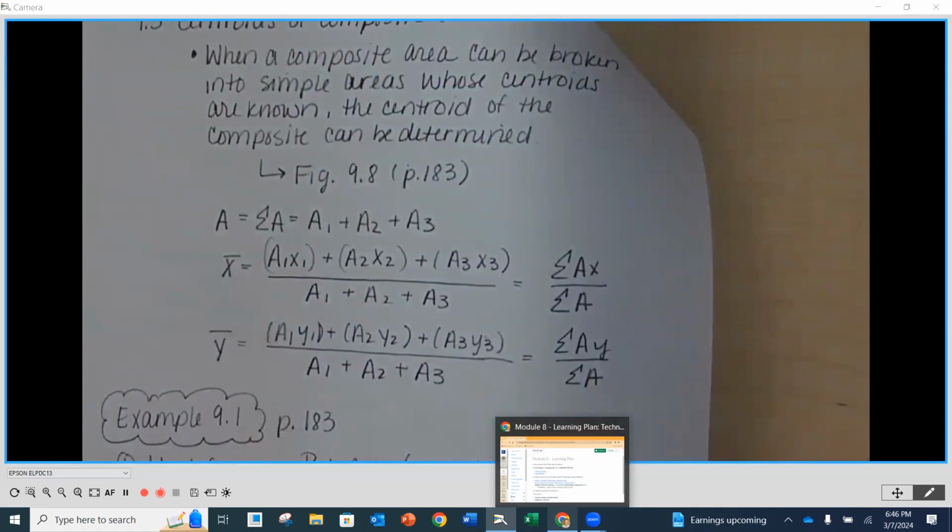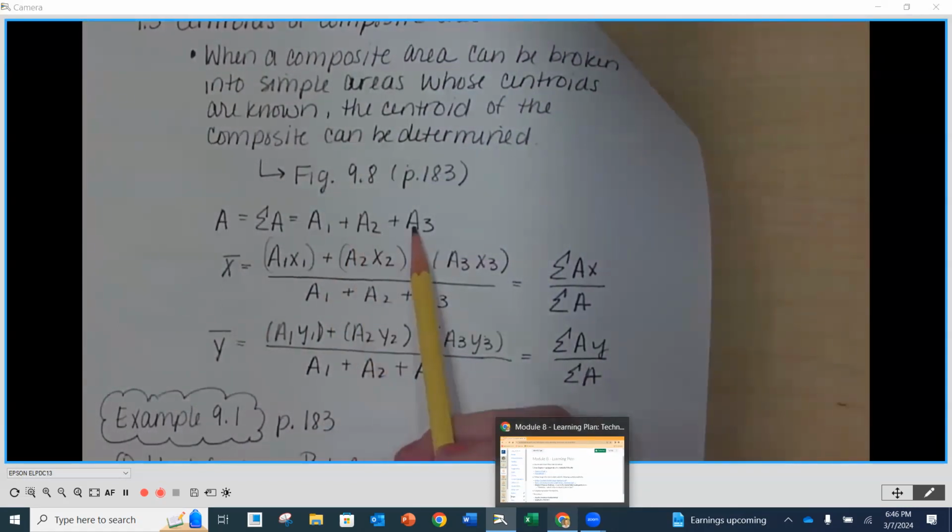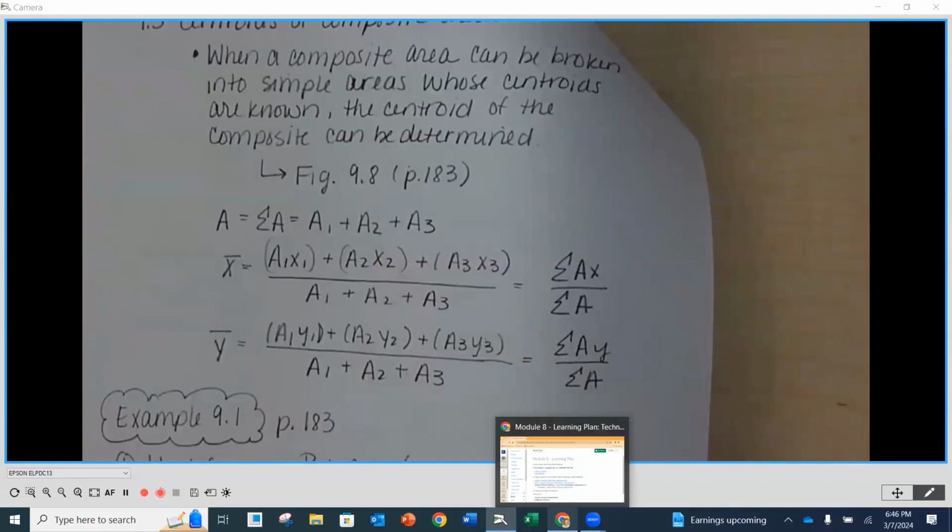So first of all, when we want to find not only the centroid of a composite, we need to find what the total area of the composite is to help us get there. So you'll notice that the summation of the area is going to be adding up each one of the individual areas of the simple shapes. So we'll have an area 1, an area 2, area 3, however many simple shapes there are.